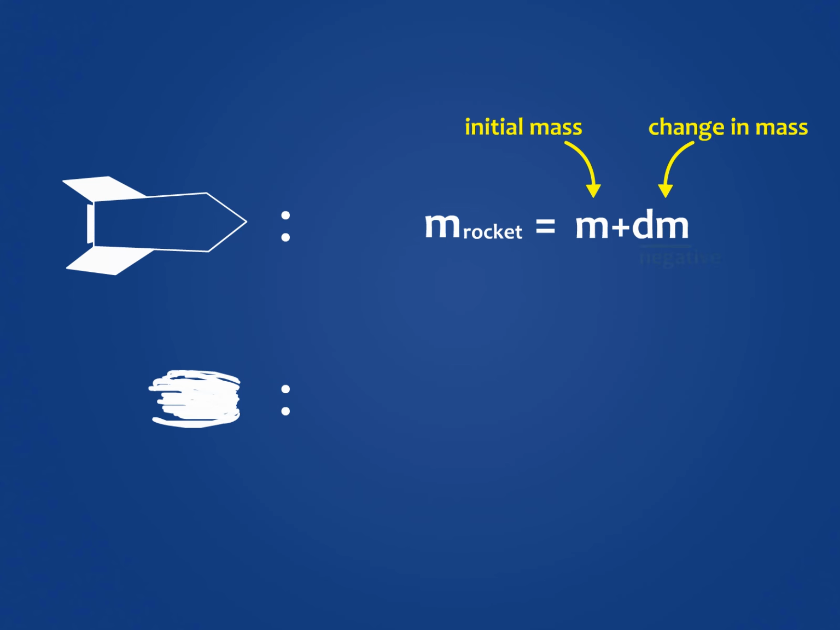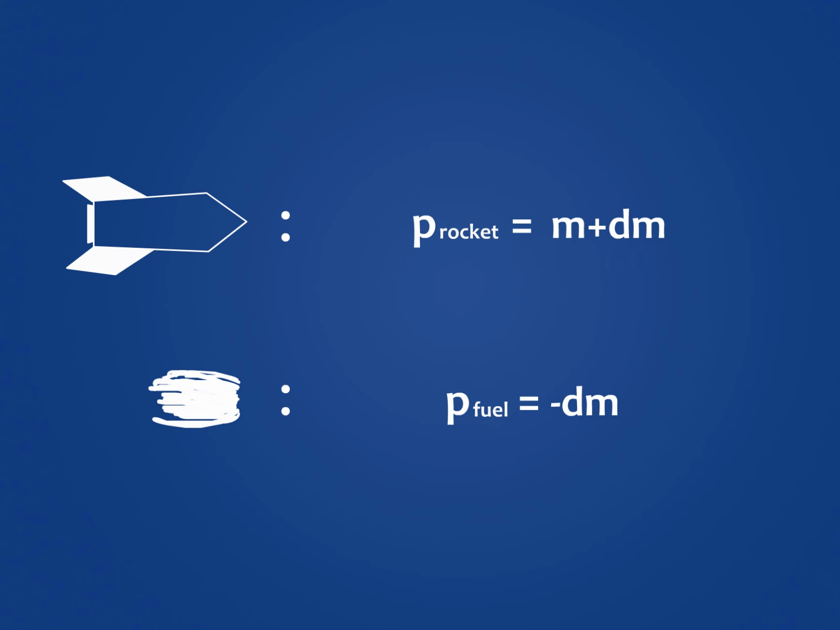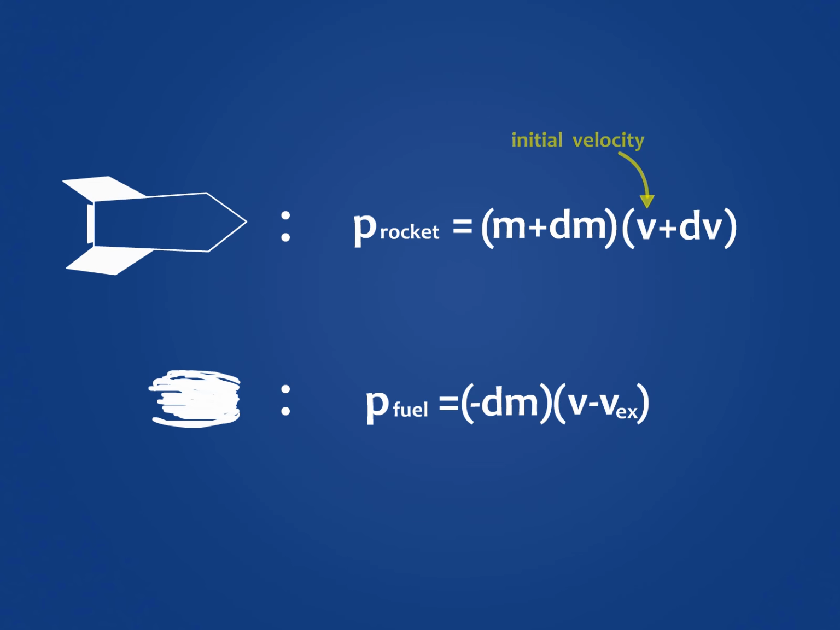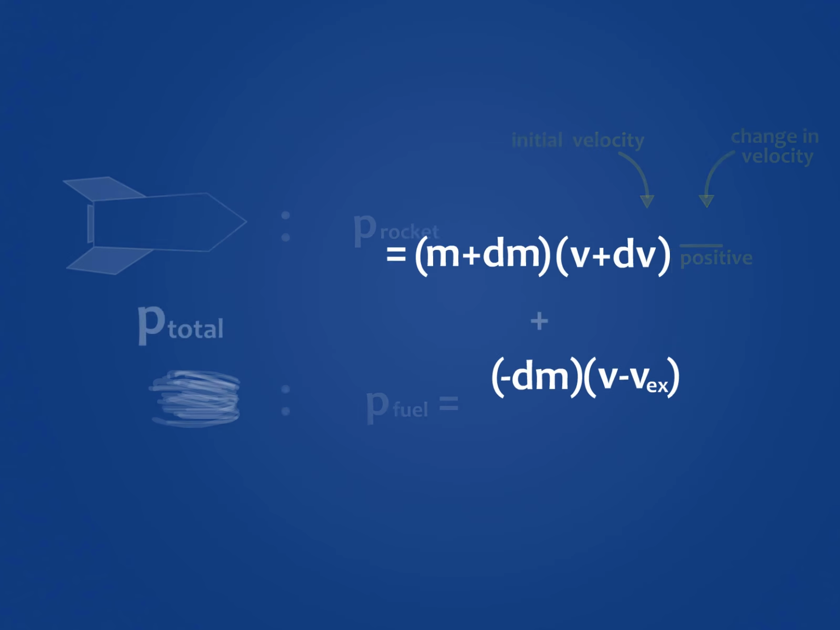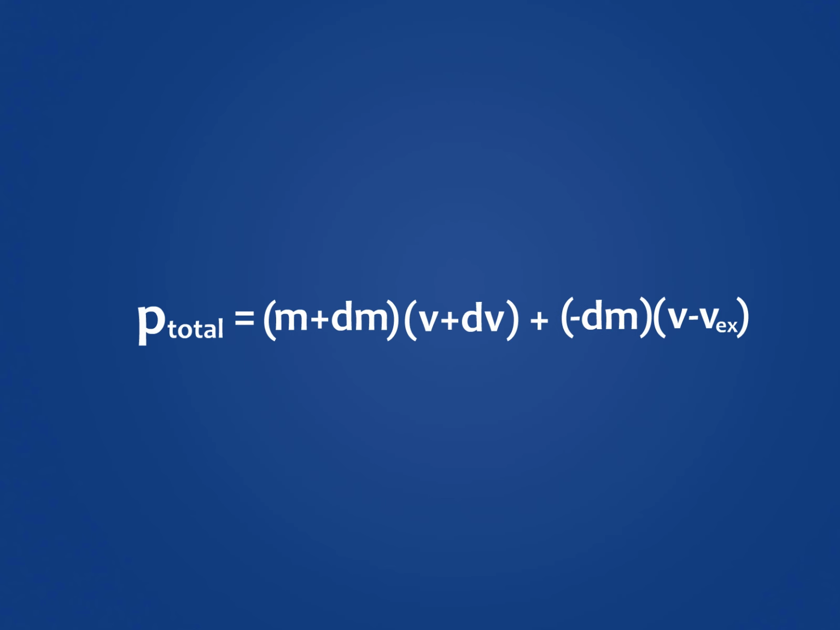The mass of the rocket would decrease with time. Thus, it can be expressed as m plus dm, where m is the initial mass and dm is the change in mass. dm is negative since the rocket's mass decreases. The mass of the fuel ejected will be negative dm, it being a positive value. Thus, the momentum of the rocket will be (m plus dm) multiplied by (v plus dv), where dv is positive since its velocity increases. The momentum of the fuel is negative dm times (v minus Vx). The total momentum will be (m plus dm) times (v plus dv) plus negative dm times (v minus Vx).